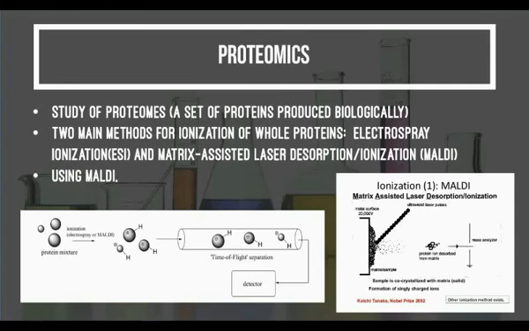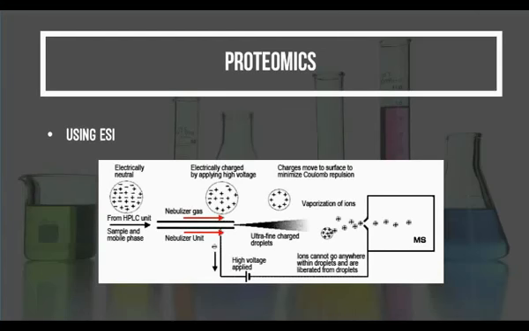Secondly, the method of electrospray ionization can also be used in the field of proteomics. In electrospray ionization, ions of interest are formed from solution by applying a high electric field. This is done by applying a high electric field to the tip of the capillary from which the solution will pass through.